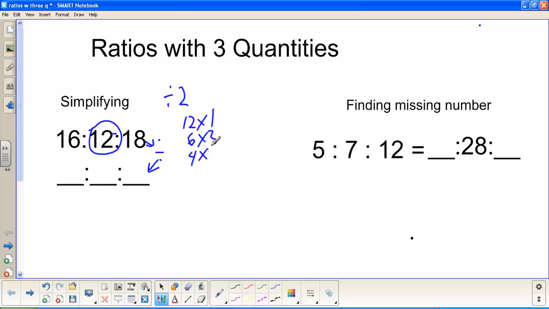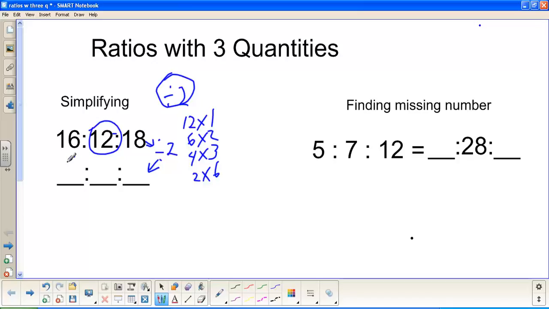4 times 3. 4 goes into 12. 4 goes into 16. Does 4 go into 18? No. How about the number 3? 3 goes into 12. 3 goes into... No, it doesn't go into 16. So now I'm going to do another one. 2 times 1, or 2 times 6. In this case, 2 is actually my greatest common factor.